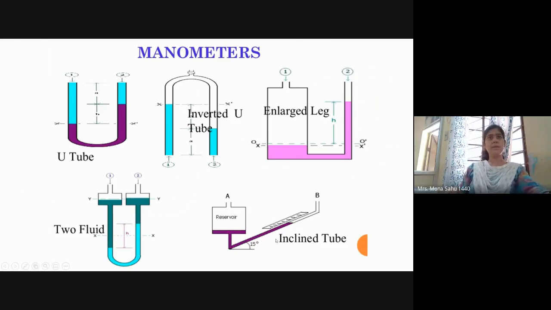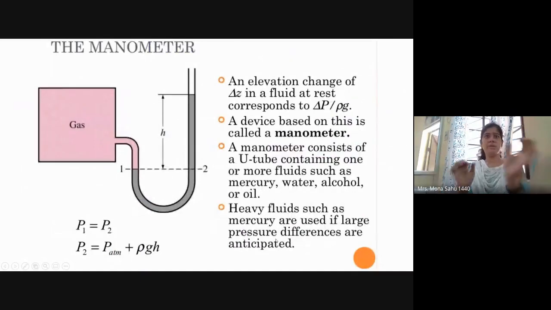And what exactly is a manometer? You have an elevation change of delta Z. Last class I told you there will be an elevation change in delta Z. You want to find out the pressure in this block, which has a particular gas. So the manometer, a U-tube manometer we are using here, connects with the pressure to be found and the pressure in this fluid.